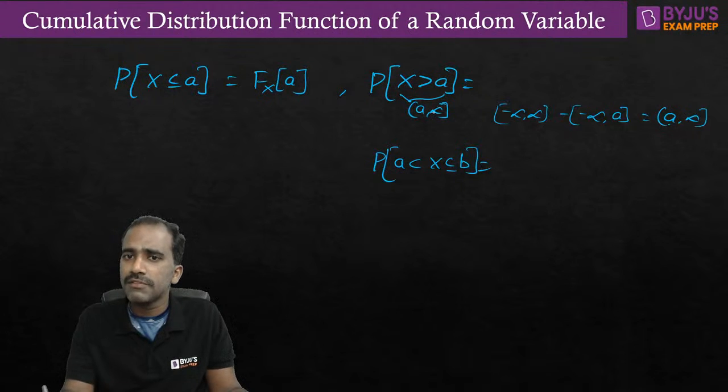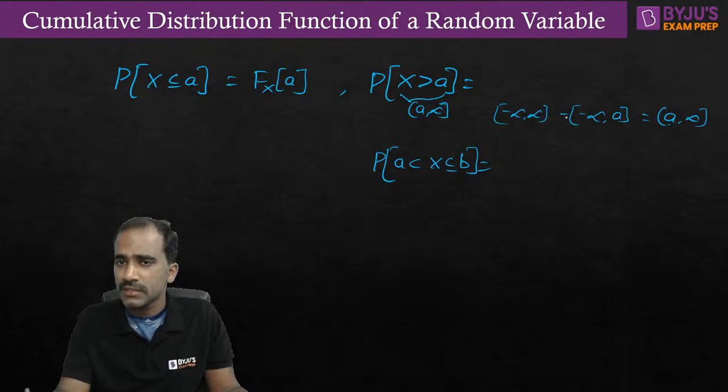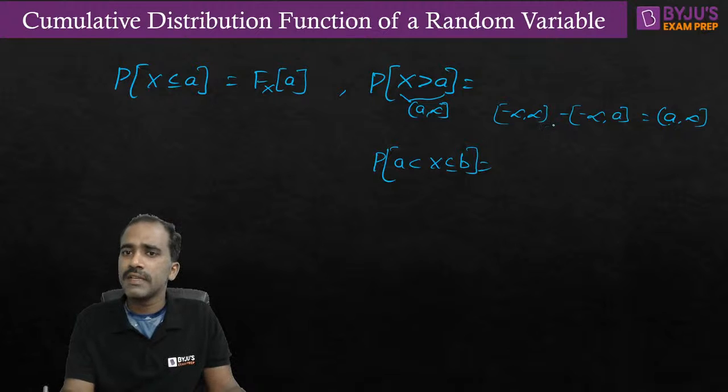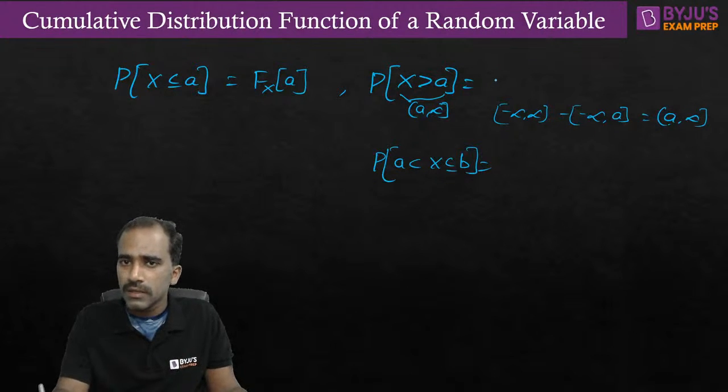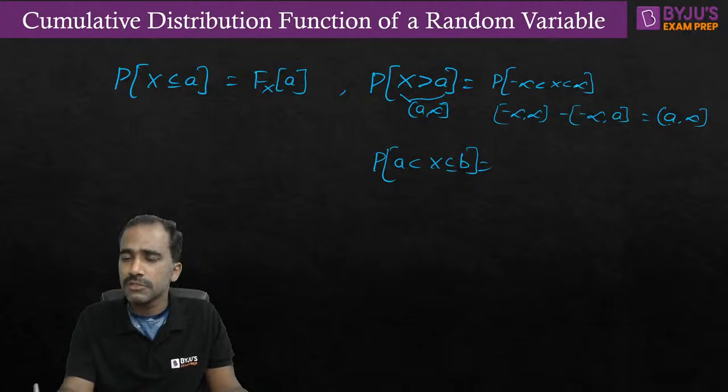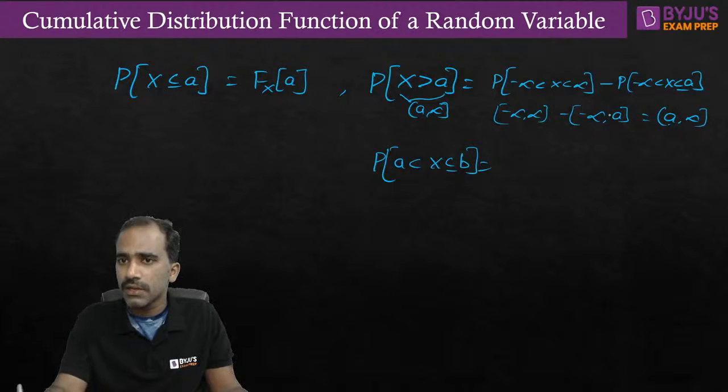So instead of writing A to infinity, I am writing it as minus infinity to infinity values, subtracting minus infinity to A values, and then you will get this value. So we are interested in X between minus infinity and plus infinity, which is the total probability, minus P of minus infinity less than X less than or equal to A.